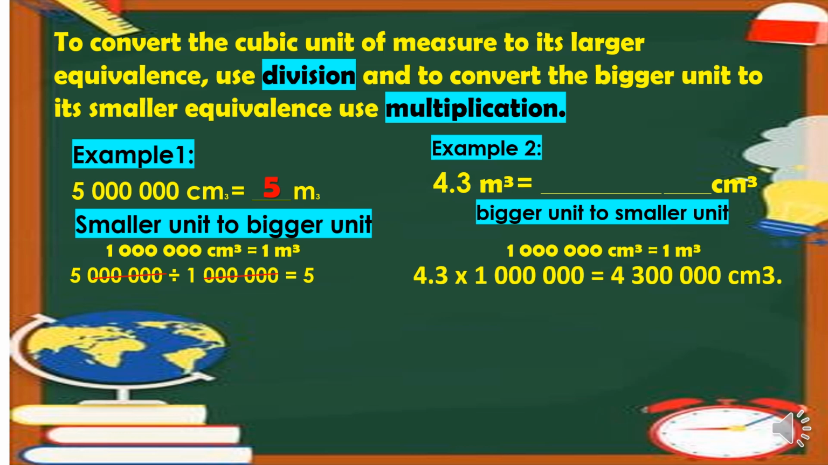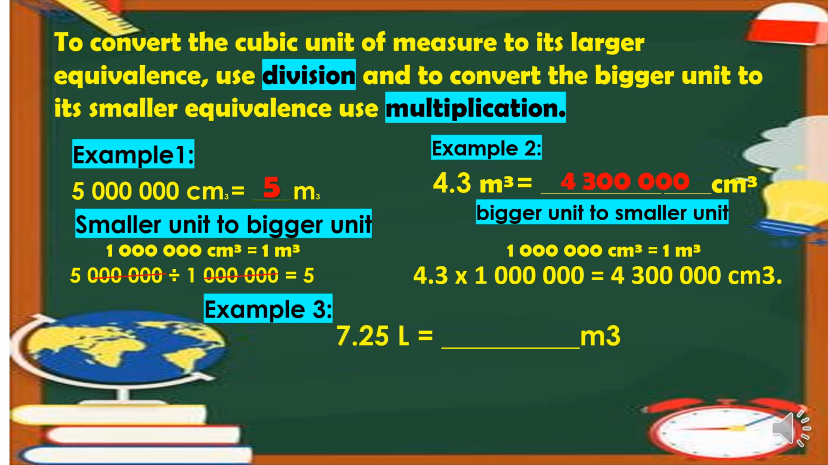So 4.3 times 1 million, that is 4,300,000 cubic centimeter. So that is our answer. So 4.3 cubic meter is equivalent to 4,300,000 cubic centimeter.